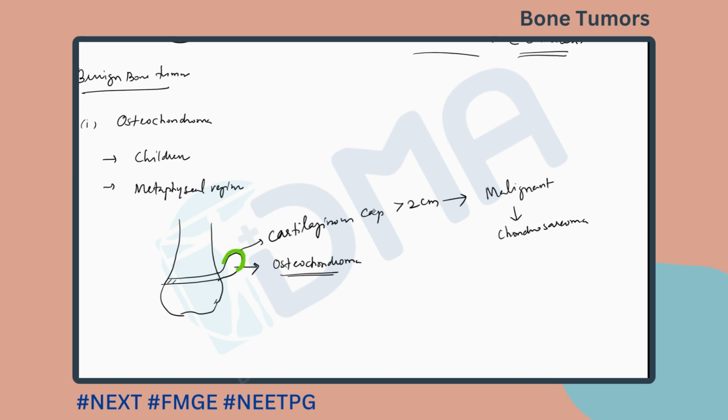There is a plate here called the epiphyseal plate, which is made up of hyaline cartilage. What is the role of epiphyseal cartilage? It has to grow within the bone and increase the length of the bone. Instead of doing that, if it grows outside the bone, then the tumor is called what? Osteochondroma. Usually it is covered by a cartilaginous cap, usually less than 2 centimeters in thickness. If it is more than 2 centimeters, it can go for malignant transformation. And what malignant tumor can it produce? It can produce chondrosarcoma.